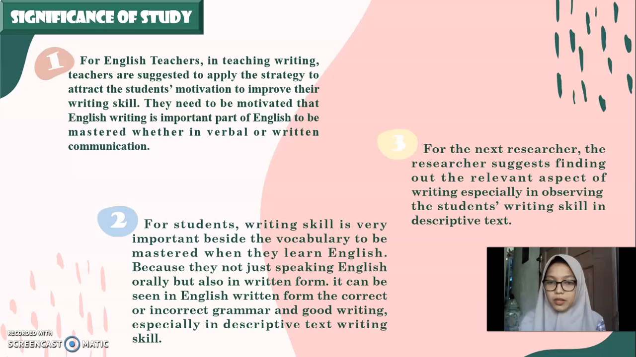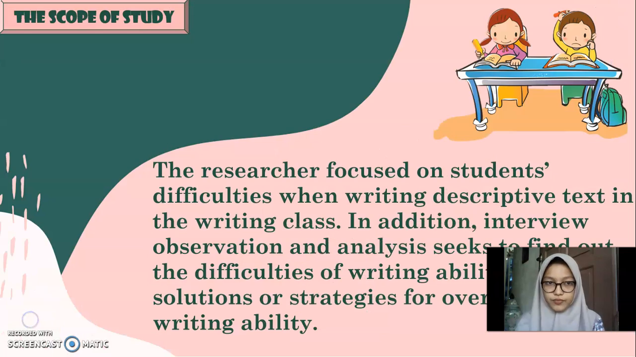because they not only speak English orally but also in written form. It can be seen in English written form, the correct or incorrect grammar and good writing, especially in descriptive text writing skill. And the third, for the next researcher, the researcher suggests finding out the relevant aspects of writing, especially in observing the students' writing skill in descriptive text.